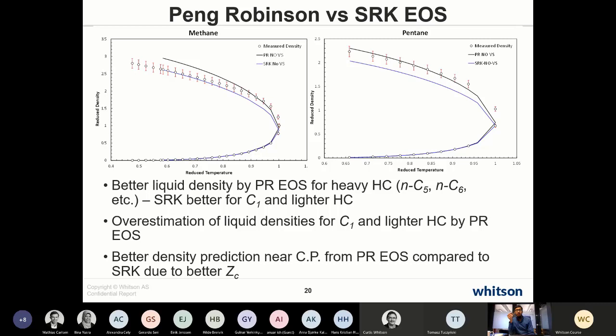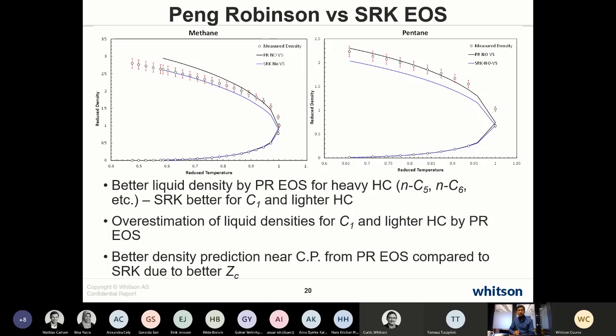The SRK equation of state model was better for lighter hydrocarbons. That's something we can see here. So this blue line is SRK, and the other is Peng-Robinson, and you can see that SRK is better, for example, for methane compared to Peng-Robinson. And here the Peng-Robinson model is better, for example, for pentane, which is heavier than methane.